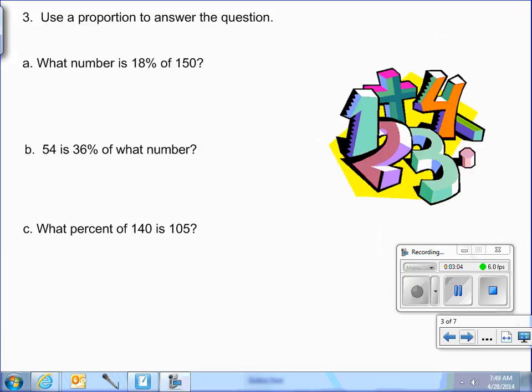Number 3, use a proportion to answer the question. Now we have A, B, and C. I'm going to pause the video so we can work these three, setting them up as percent proportions using our previous notes. As you're setting these up, please solve them.